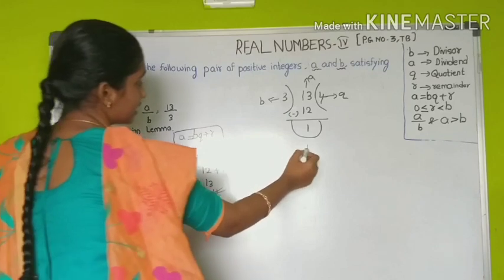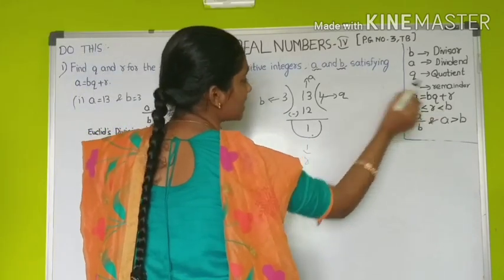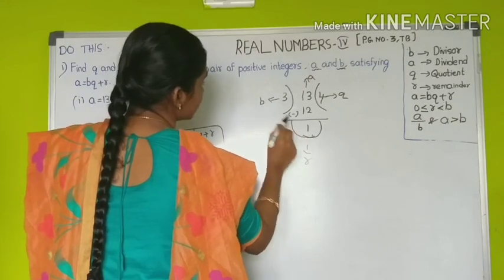And here we can also say that the remainder satisfies the condition 0 is less than or equal to R, which is less than B. Here the remainder R is less than B.